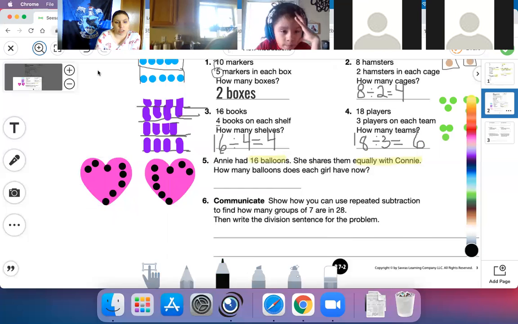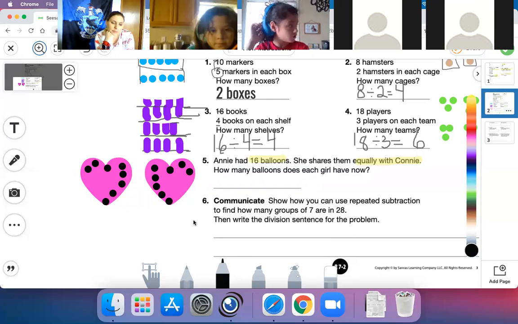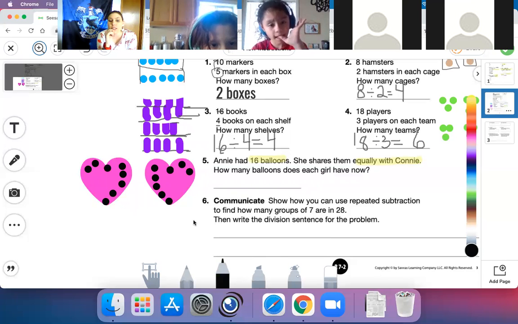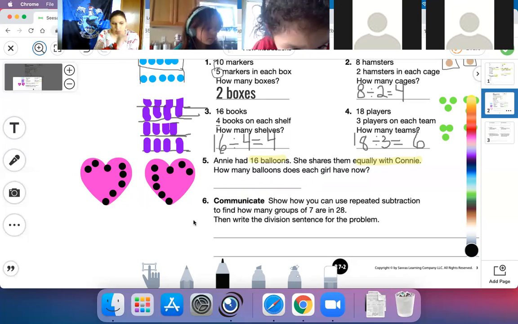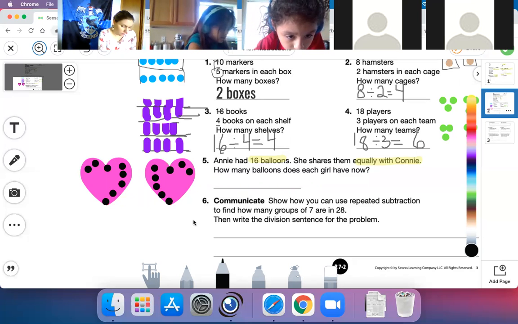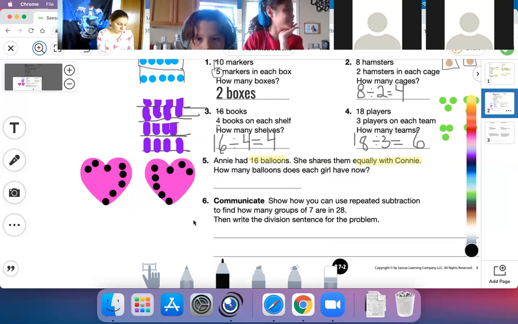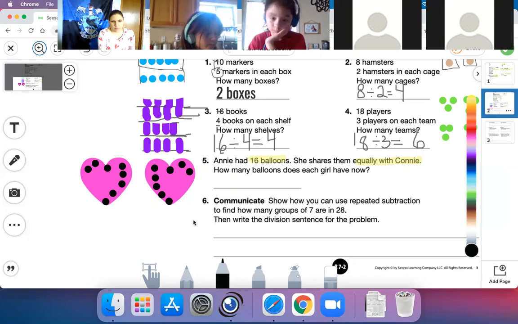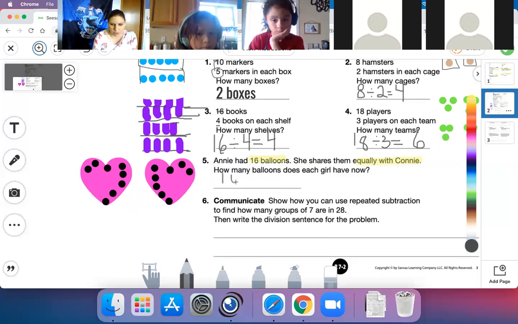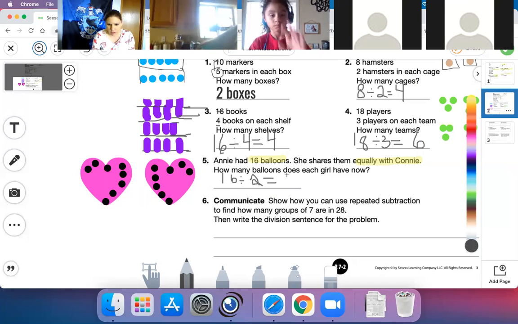So I used all 16 balloons I shared between the 2 girls. How many balloons did they each get? Go ahead and type it in the chat. How many balloons did each girl get? Not how many girls shared them. How many balloons did each girl get? Very good. 8. Yes. 16 balloons divided equally between the 2 girls, they will each get, oh gosh, this thing's not working. 8 balloons.